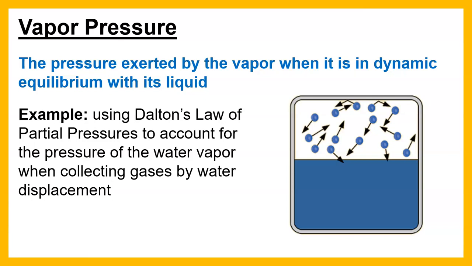You might remember in Honors Chem, you did a lab where you were collecting a gas and you had to subtract out the amount of water vapor that was inside your gas that you were trying to collect. This idea of vapor pressure explains why, when you were collecting your gas over water, some of the particles were water molecules, not just the gas you were trying to collect.